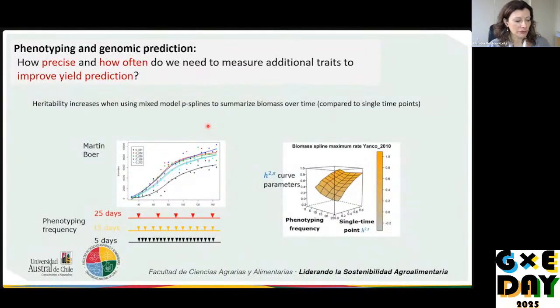And that's related to phenotyping. How often, how precise do we need to measure? Well, basically, if you have low heritability traits, you need to measure more often. This is what is shown here. So the more frequently you phenotype, the higher the heritability of this trait dynamics.